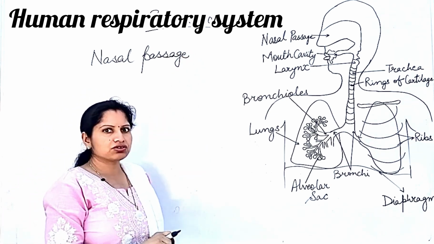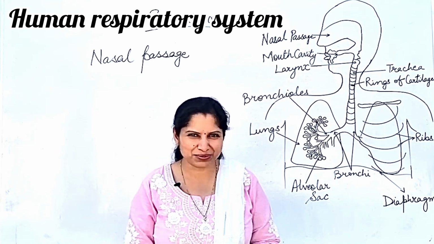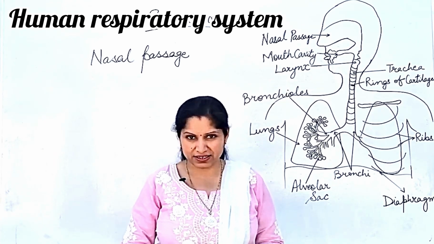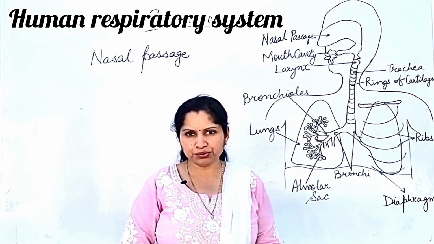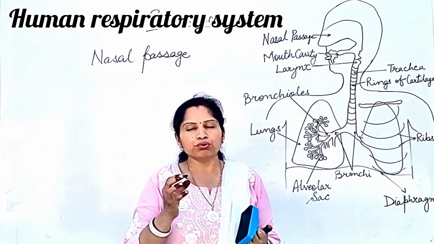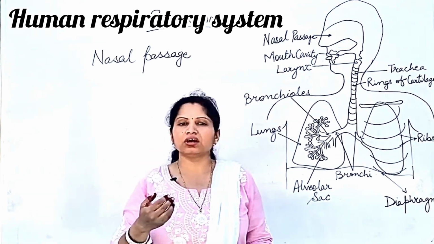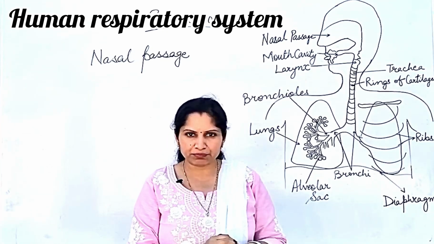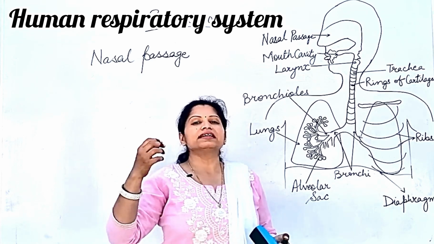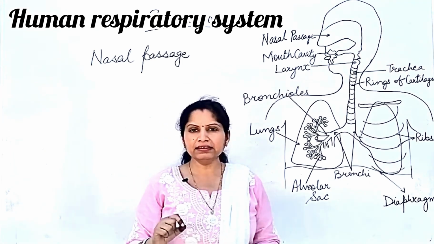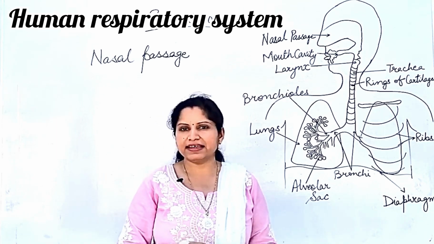In the nasal passage, there are very important things. One is the hairs that you can see inside your nose. Apart from that, mucus is there. What is the importance of these two? Hair and mucus both trap the dust particles and microorganisms that enter along with the air. So these microorganisms or dust particles will be trapped by the hairs present in the nose as well as the mucus present in the nasal passage.